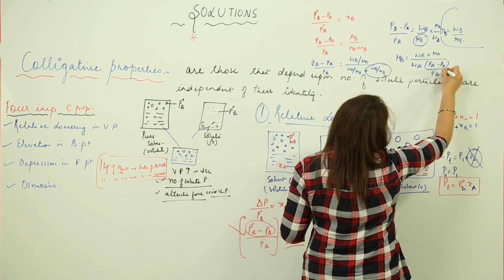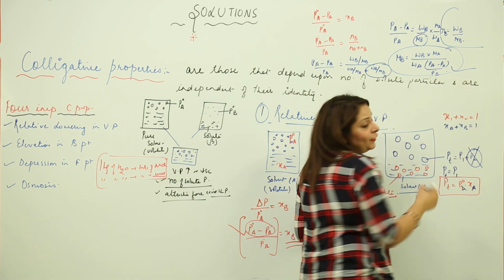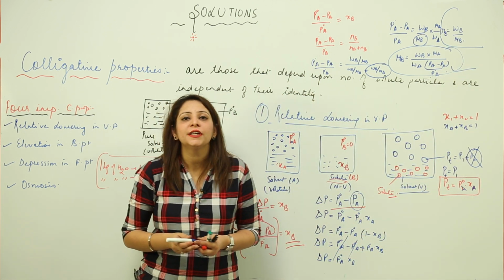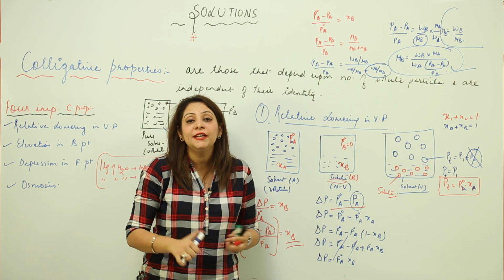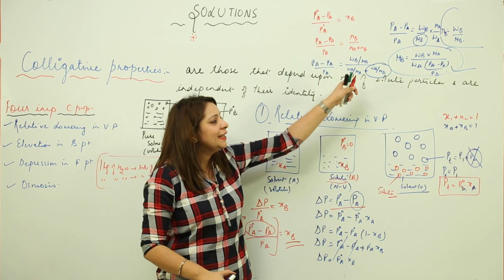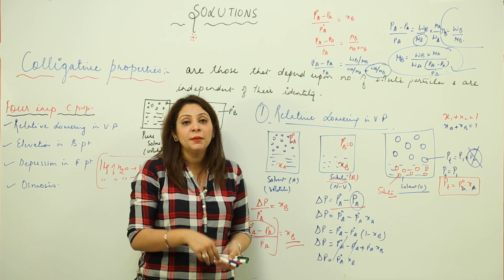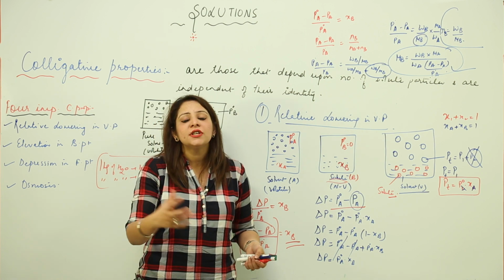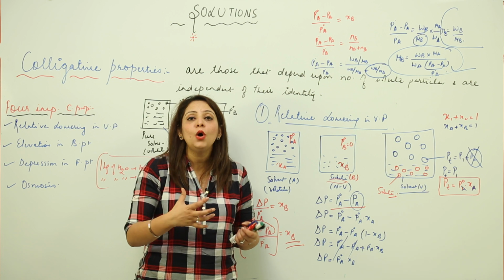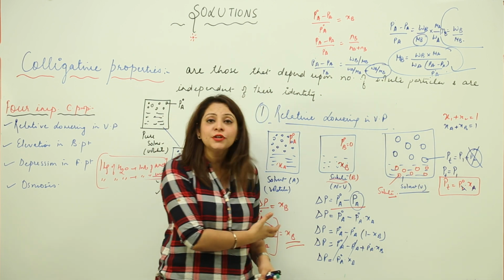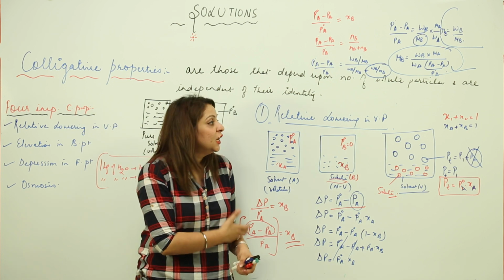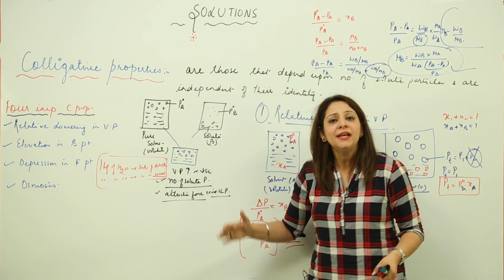MB is equal to WB into MA divided by WA into the relative lowering in vapor pressure. That is our expression. If somebody asks you to calculate the molar mass, and the rest of the things and even the relative lowering are given, you can use this formula. Otherwise, if somebody asks you about relative lowering, you just have to answer how and when it takes place, or what mathematical expression you can use to explain that property. So this is the relative lowering of the vapor pressure.